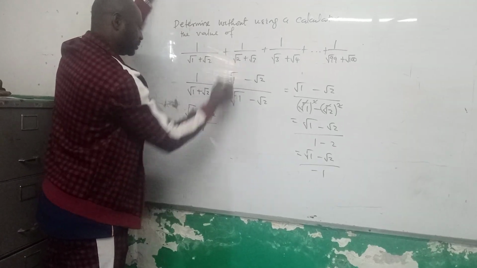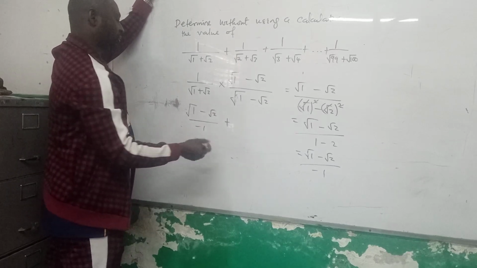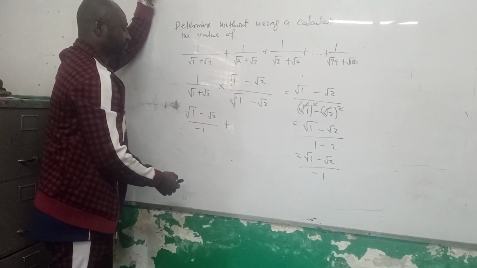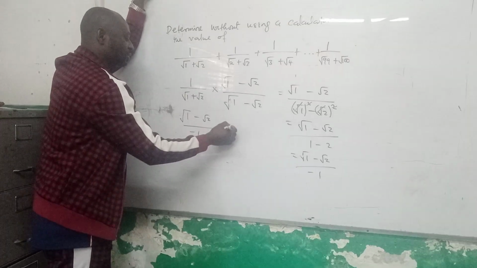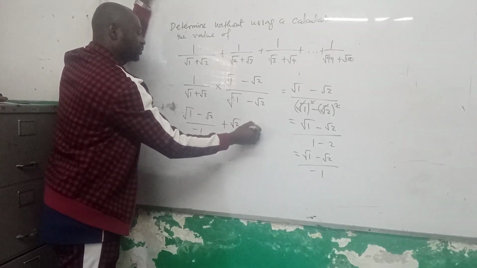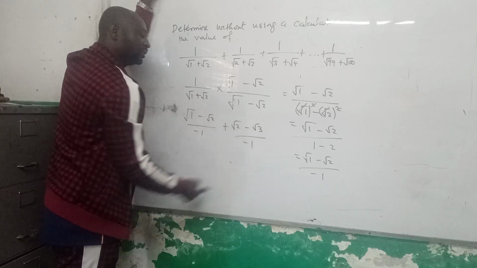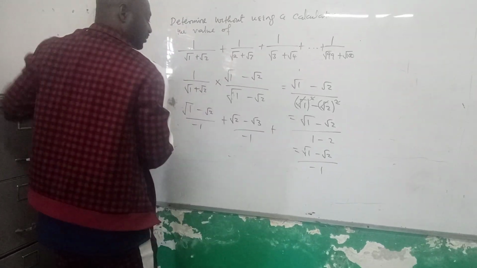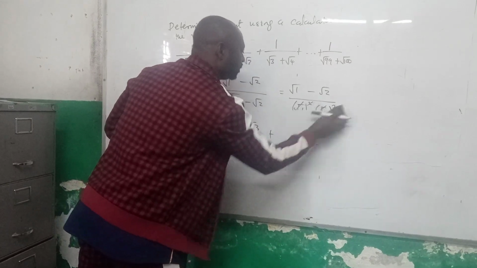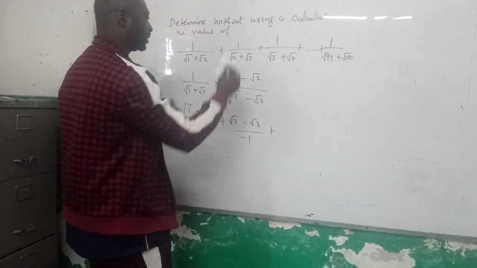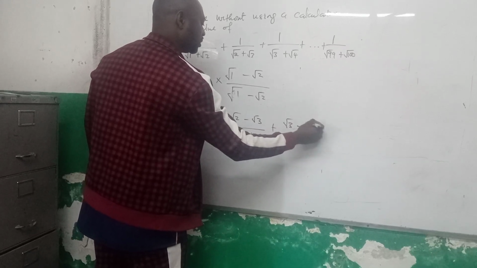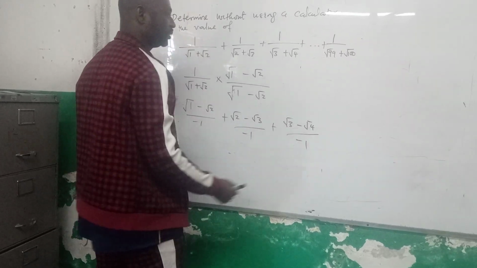Then on this one, when I come here to be plus, what do you think I will get without further calculation? Square root 2 minus square root 3 over minus 1. What do you think I will get in the next stage? It's good that you are following. So in the next stage, without further calculation, I will also get what? Square root 3 minus square root 4 over minus 1.